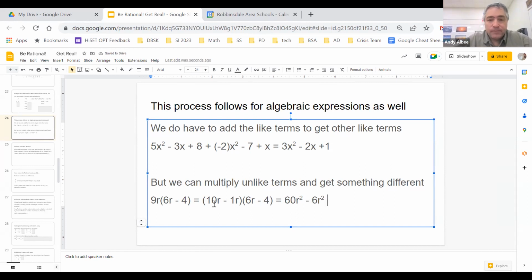Like Punnett squares, yeah. Okay. I don't want to try and draw on here because it's going to start not working again. But if you put 10R and minus 1R on two sides of a Punnett square and then 6R minus 4 on the other side, you start to see that those four terms come out just like you would do in a Punnett square in biology.